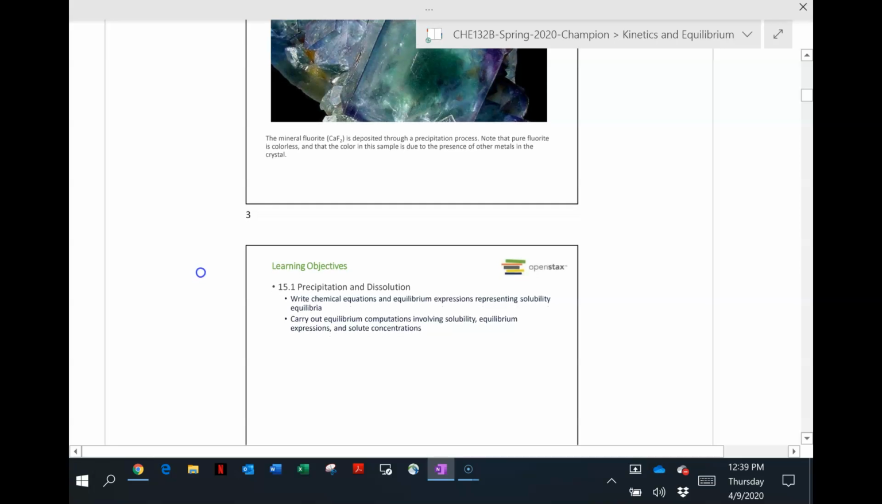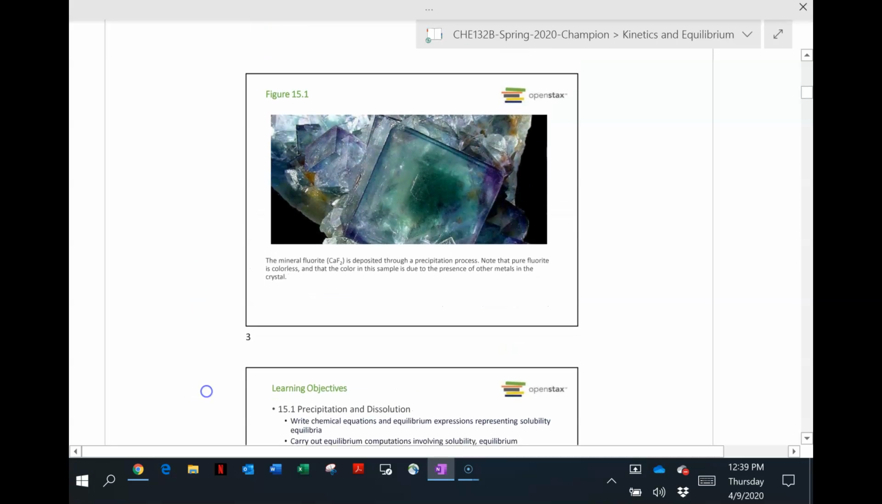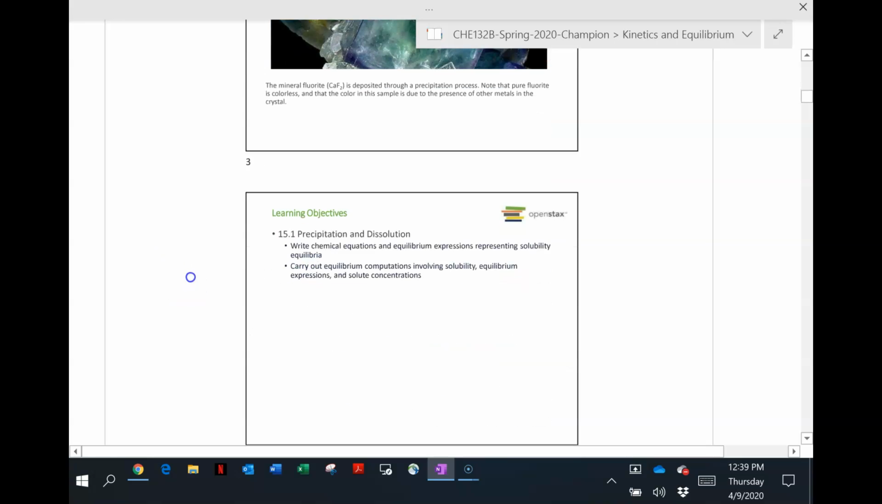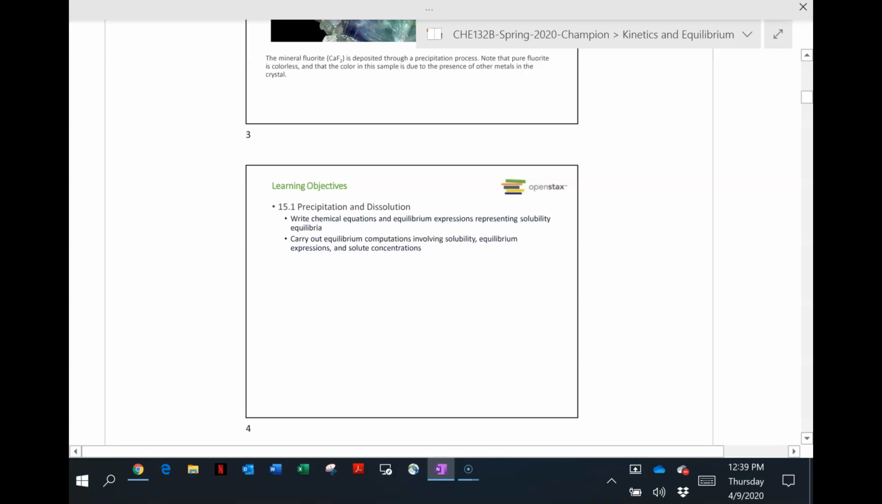So here is fluorite, a mineral that's deposited through a precipitation process. What we're dealing with here is looking at precipitation in a little more complicated way than we looked at it in the first semester chemistry, when we basically said things were soluble or they weren't soluble. There was a little asterisk there that said some limit like 0.1 molar solutions at 25 degrees C or something like that.